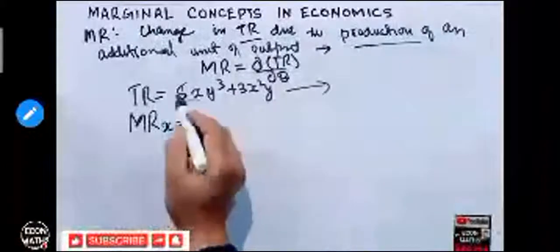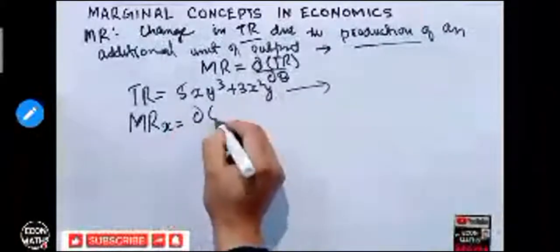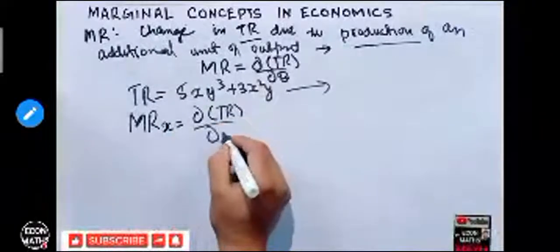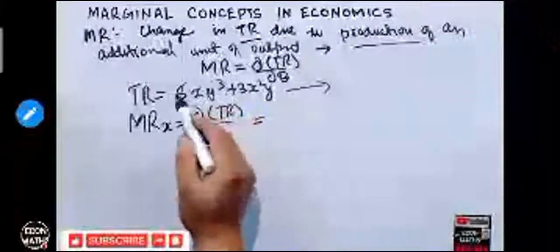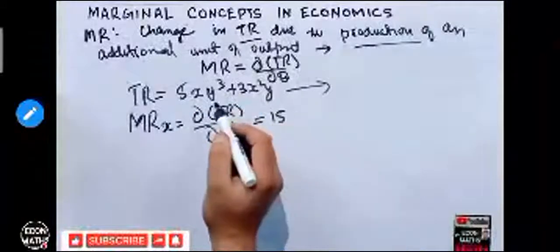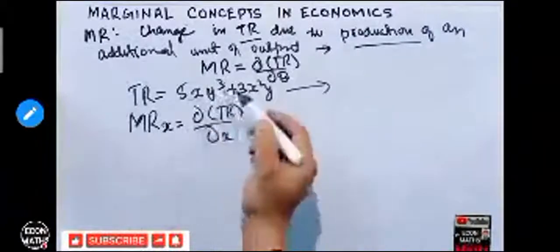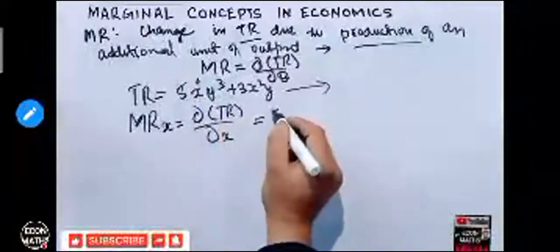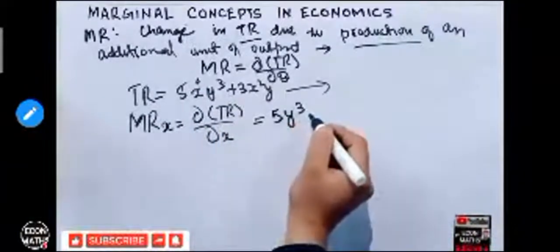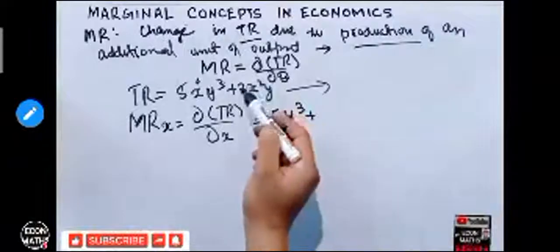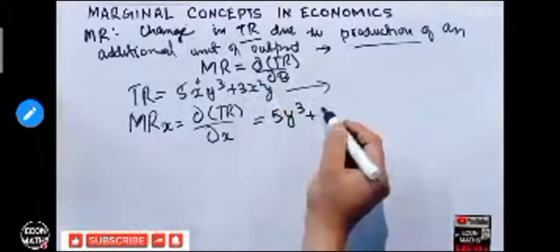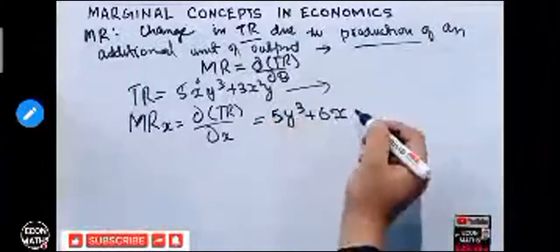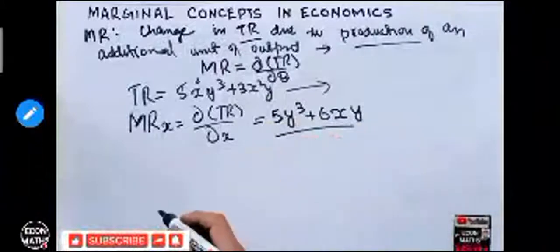the marginal revenue of good X is simply the derivative of this function with respect to x, that is dR by dx. Sorry, we are differentiating with respect to x first. The derivative of x is 1, 5 into 1 is 5, so this is 5y cube plus. Here this 2 becomes the coefficient, 2 3s are 6, x to the power 2 minus 1 is 1, so x to the power 1 is only x, y. So this is the marginal revenue of product X.